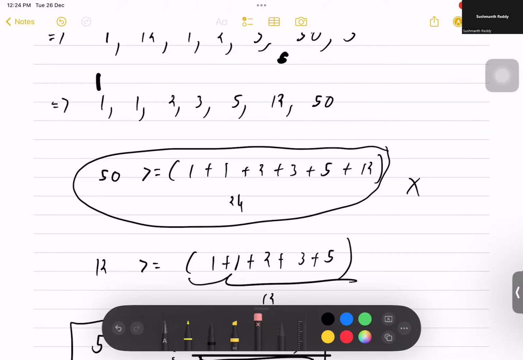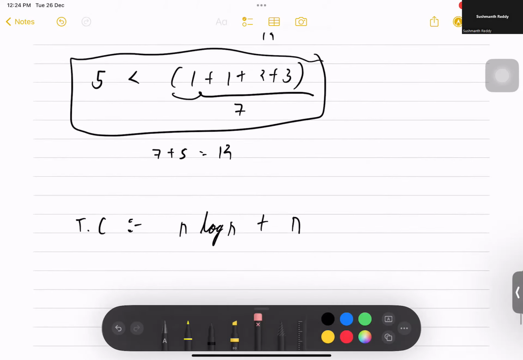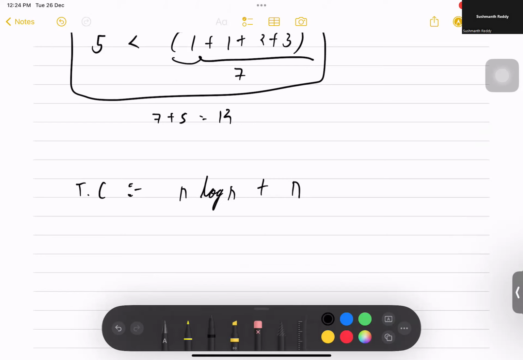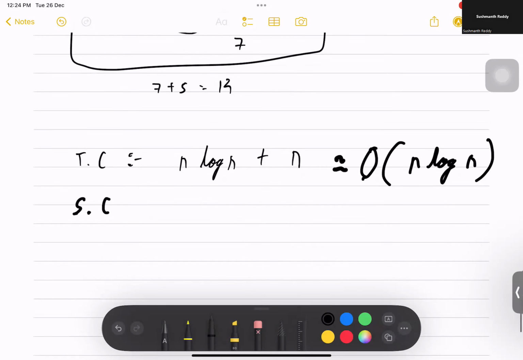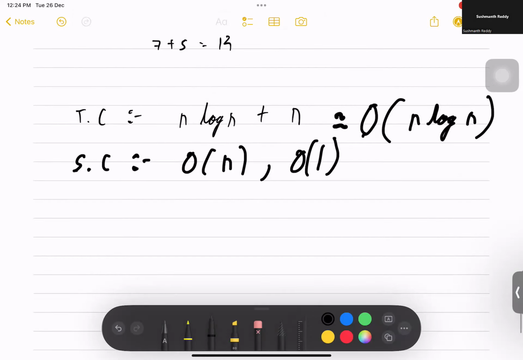So ultimately, time complexity will be n log n plus n practically. So in terms of big O, we can say it is equivalent to big O of n log n. And space complexity depends on how we implement. We can implement it with a space of big O of n and big O of 1 as well. So this way we can solve it.